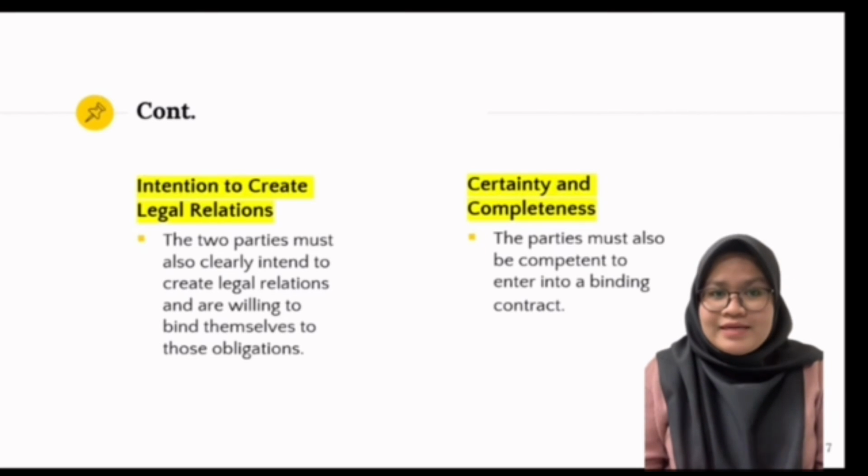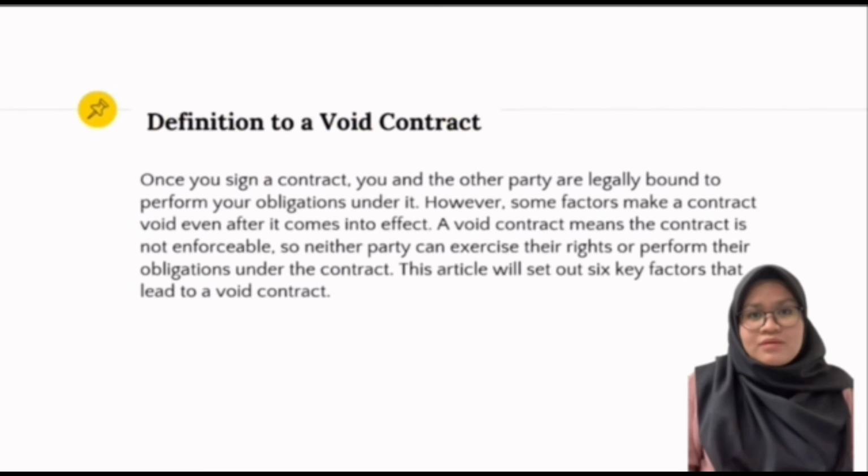And the last key is certainty and competence. The parties must also be competent to enter into a binding contract. In addition, the terms of the contract must not be vague or uncertain, as this will make the contract unenforceable. We move to another content: factors that make a contract void.